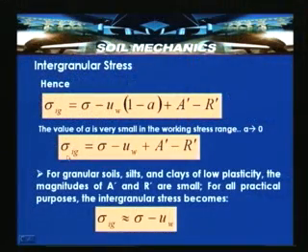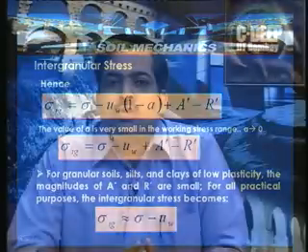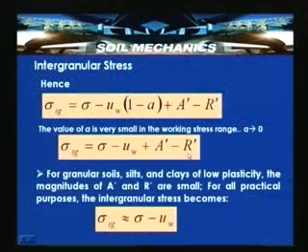The value of A is very small in the working stress ranges. So, A tends to 0, basically for granular soils. So, we can write sigma Ig is equal to sigma minus UW plus A dash minus R dash.